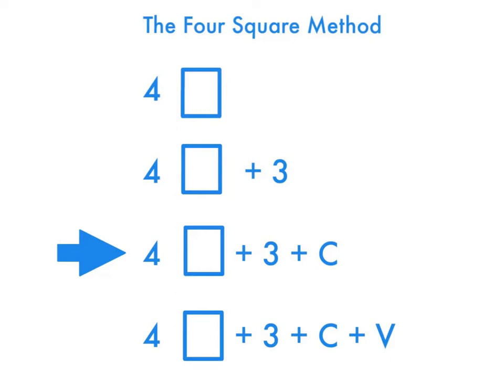Hooven, and we're back to talk about another step in the four-square method. If you remember, we were at 4 squared plus 3, and now we are going to add the C. So we're at 4 squared plus 3 plus C. So let's find out what that C means. All right, here we go.